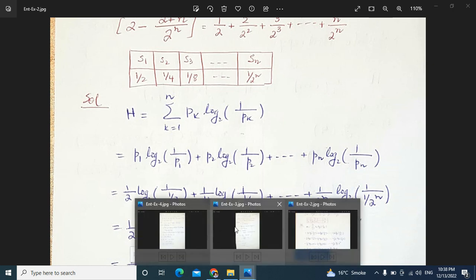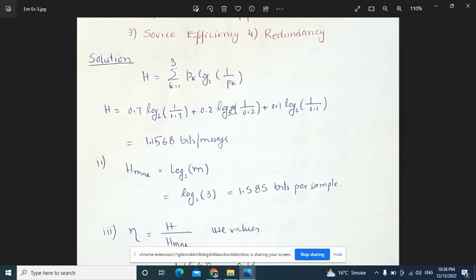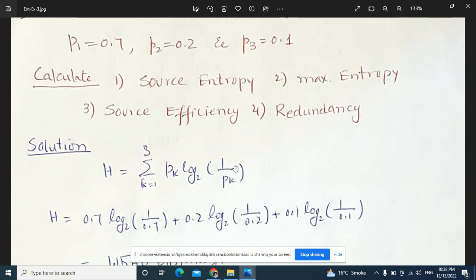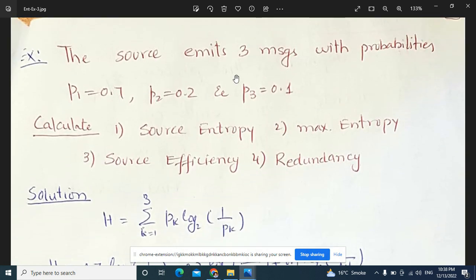Let's do one more example. The source emits three messages with the probabilities: message 1 is 0.7, probability of message 2 is 0.2, and the probability of message 3 is 0.1. So it means that the messages are unequally likely, because they are not equiprobable. The probability of each is different.